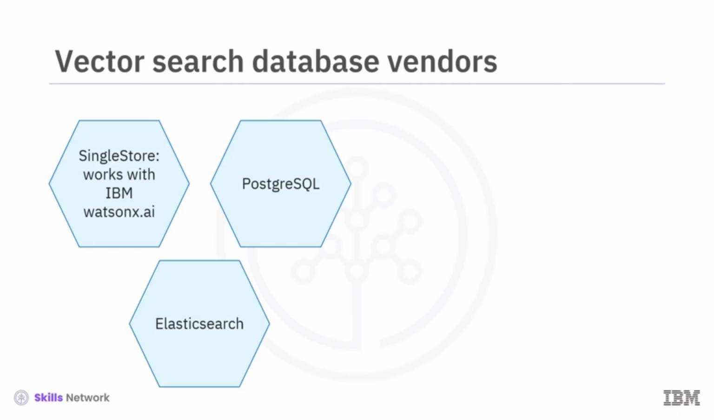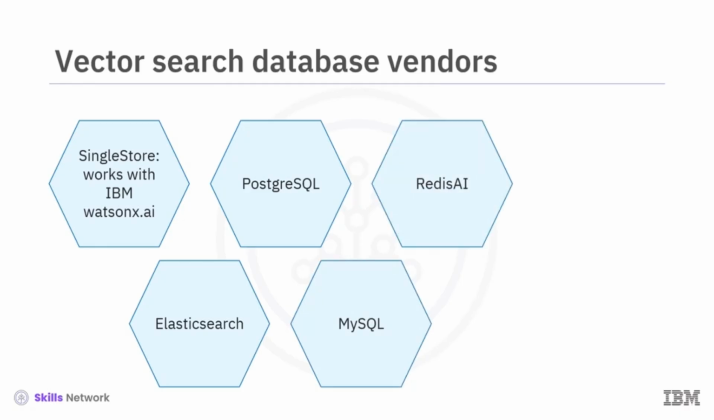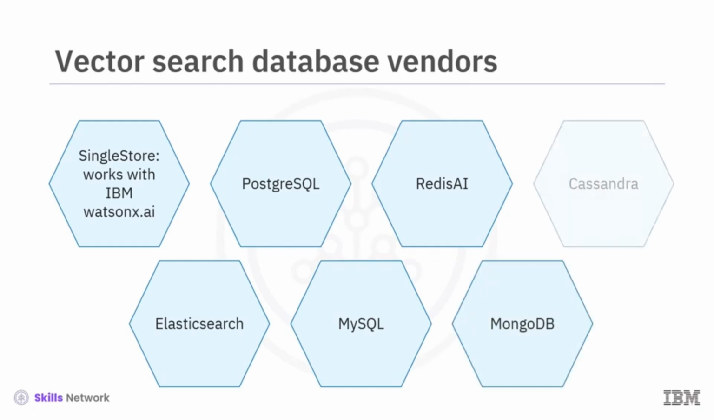PostgreSQL includes its PostGIS add-on for vectors in space. MySQL has its own indexes for vector search. Redis AI performs vector functions in memory. And MongoDB and Apache Cassandra support vector searching with flexible schemas.